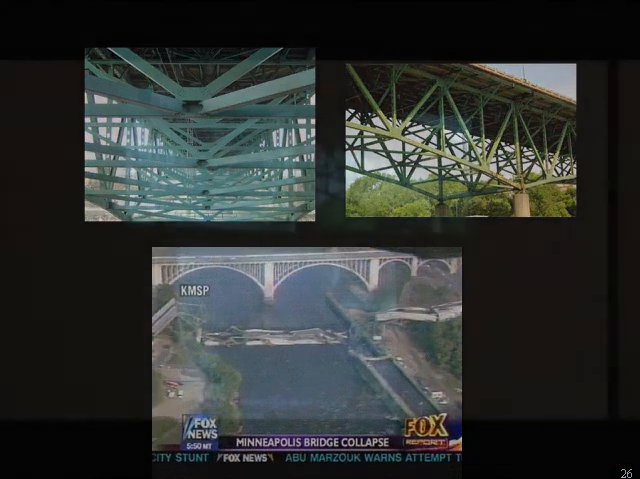And these are the pictures of the bridge beforehand. I don't know, it was last year, I think, they were taken. But what would cause every section to fail at the exact same moment?